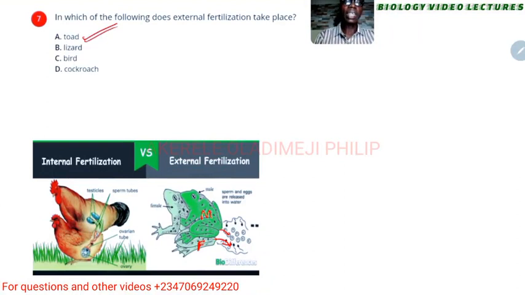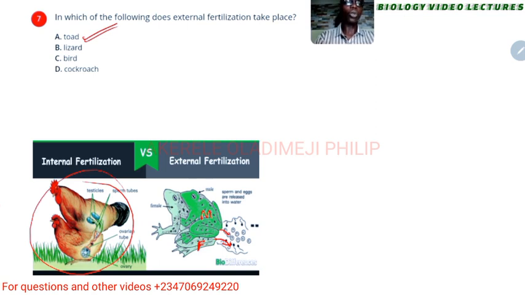Now, of course, in birds, which chickens here represent, you can see they have a structure called cloaca, which is like a tube which the male will use to deposit the sperm cells, and the female will also use to receive the sperm cells or the semen, as the case may be.